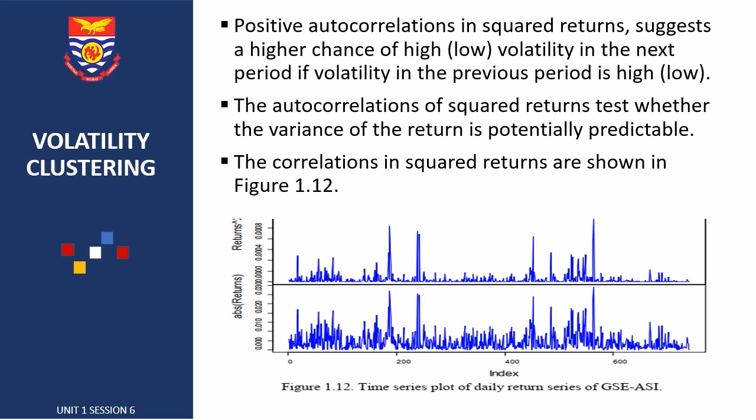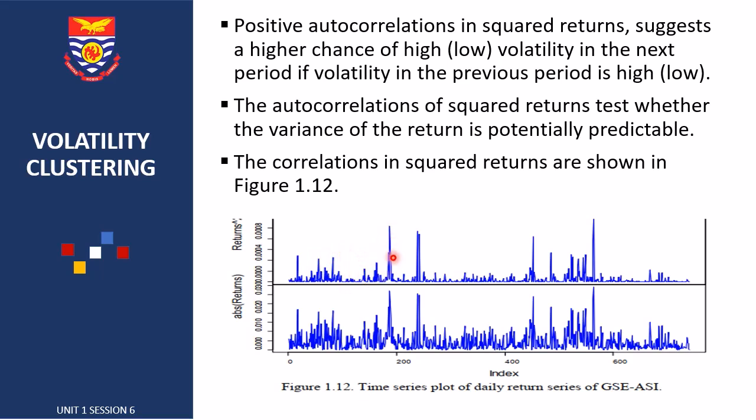The correlations in squared returns are shown in figure 1.12. So in our figure 1.12, we see that this is a time series plot of the daily return series of the Ghana Stock Exchange All Share Index. You could see from figure 1.12 that there are two different panels, the upper and the lower panel. In the upper panel, we have the squared returns. In the lower panel, we have absolute returns. You could clearly see that in the upper panel, there is less volatility clustering. So meaning you cannot predict.